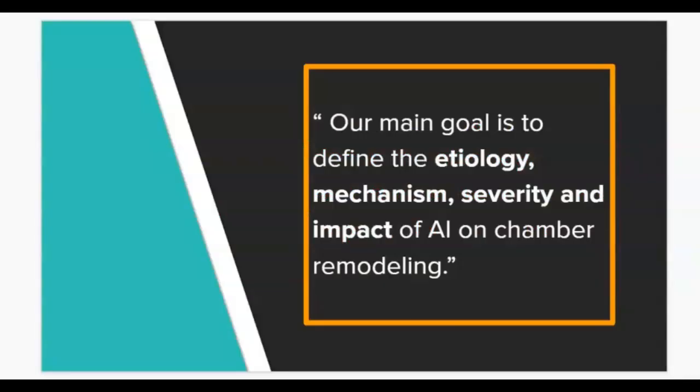So our main goal as echocardiographers, cardiac sonographers, is to define the etiology, the mechanism of causation, the severity, and the impact of this insufficiency on the LV chamber remodeling. And everybody knows what remodeling means, I assume. Okay, the LV is going to dilate or thicken. It's just going to change over time.